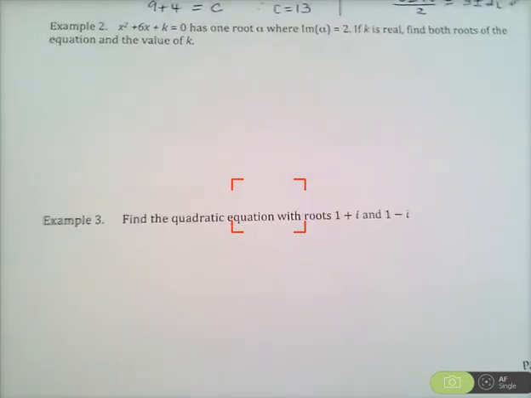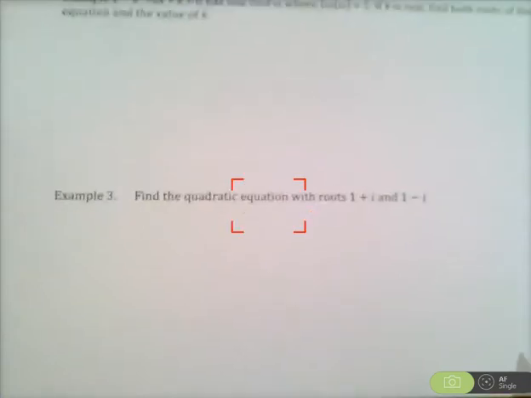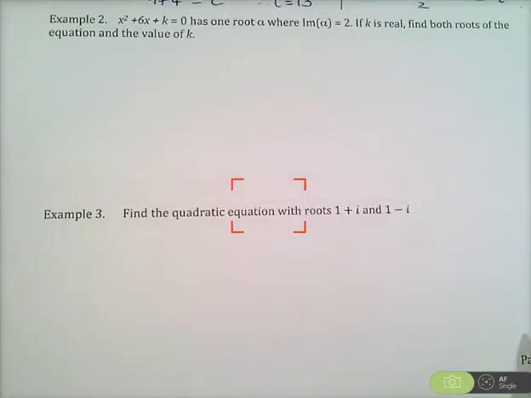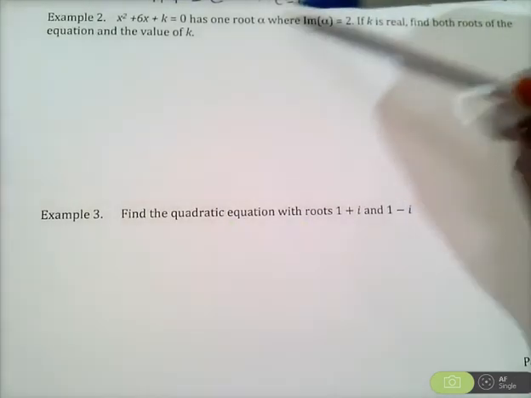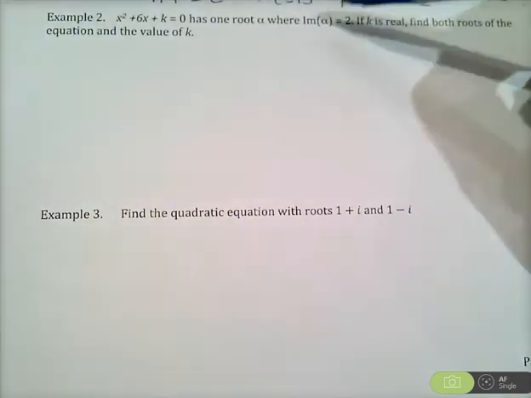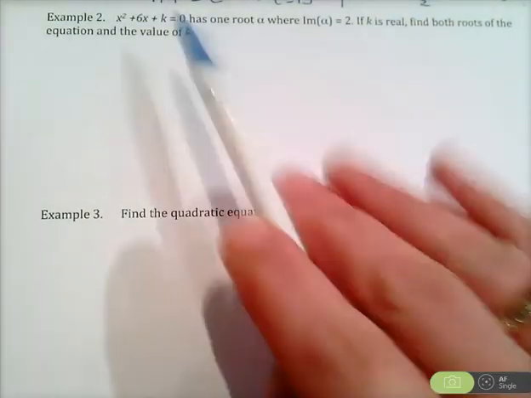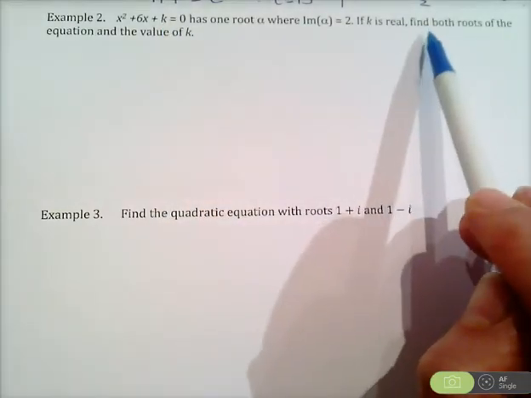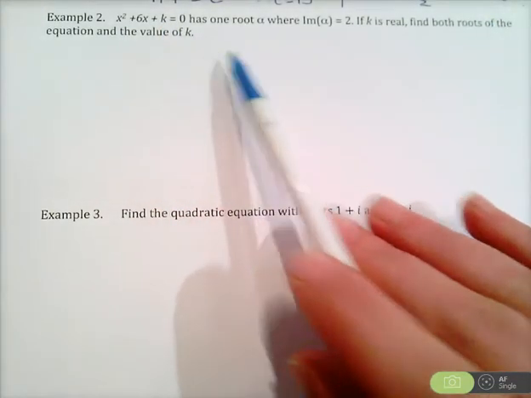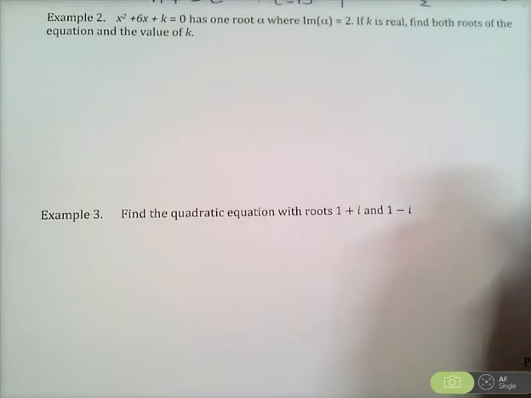So firstly, example 2: x squared plus 6x plus k equals 0 has one root alpha where the imaginary part of alpha is equal to 2. Now, if k is real, find both roots of the equation and find the value of k. Before we start, remember, we're going to use sum and product of roots if we can.